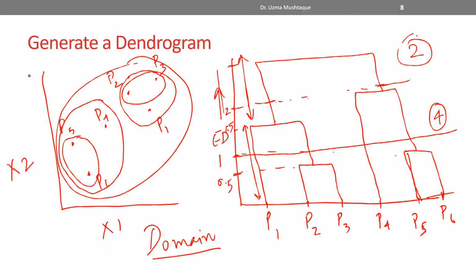What is the threshold? Based on that, we'll decide how many clusters we need, right? Deciding the threshold depends on the problem domain. So this was all about hierarchical clustering, the agglomerative approach. Let's look at a Python implementation.